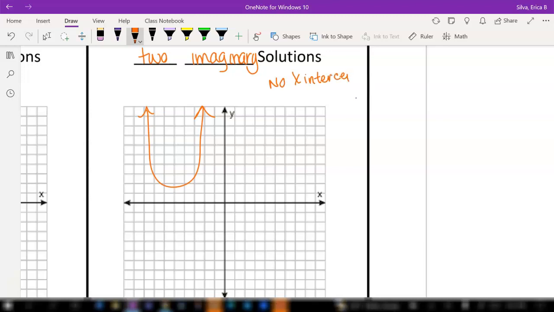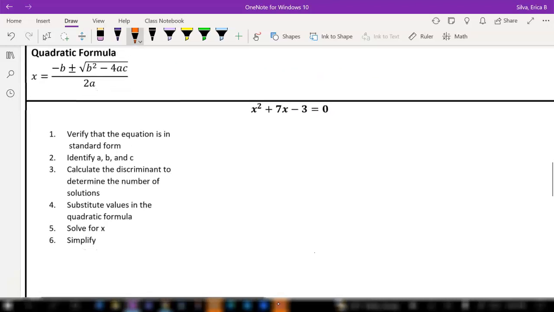We have our steps on the left side. We want to verify that our equation is in standard form, which it is. Then we want to identify our A, our B, and our C. So our A is equal to 1. Remember, if there's no number, then we know we have a 1. Then we've got our B. B is equal to a positive 7, and C is equal to negative 3. So that takes care of step 2. Now we're going to calculate the discriminant to determine the number of solutions and the type of solutions.